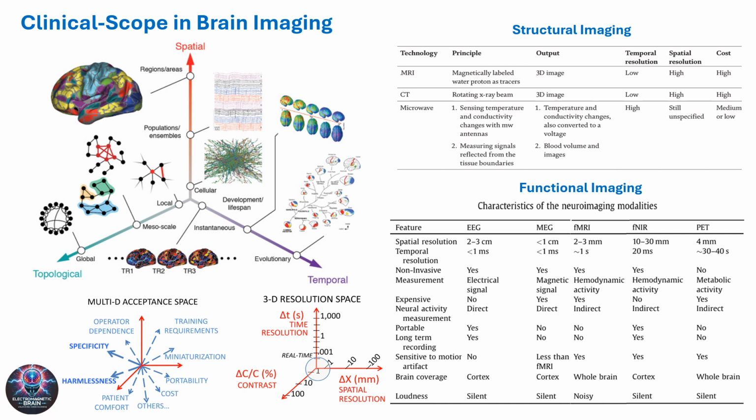fMRI offers excellent spatial resolution but is slow and noisy. fNIRS is portable and non-invasive, making it suitable for flexible clinical use. PET provides detailed metabolic information but is limited by its invasiveness and cost. Each technique is suited to different clinical and research applications, and often, combining multiple methods gives the best results.